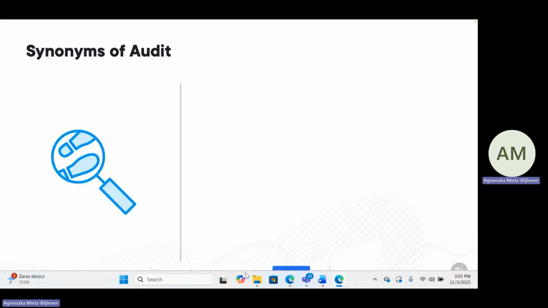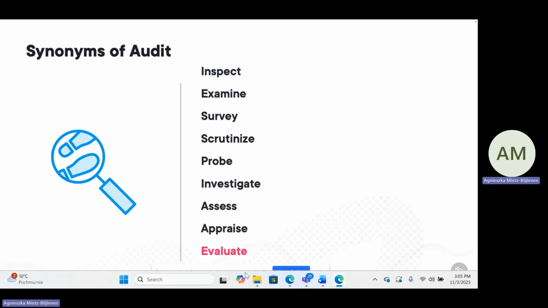Well, what is audit? Audit has many different names. For example, to audit is to inspect, to examine, survey, scrutinize, probe, investigate, assess, appraise, and evaluate. We can say in all of these, what we are doing is we're taking something and we're dissecting it, we're looking into it, we're really seeing how this process works. Is it working correctly?